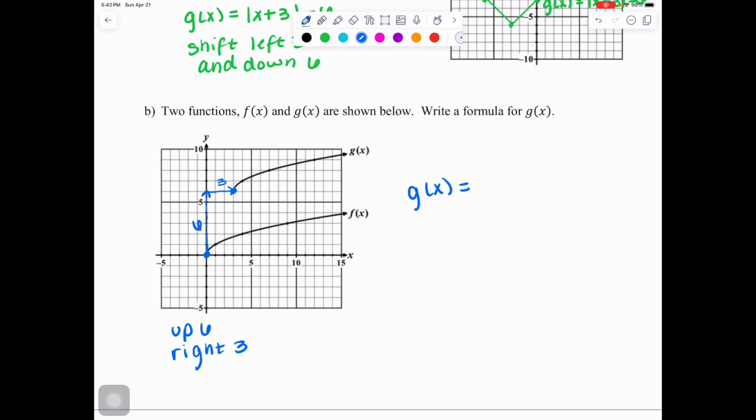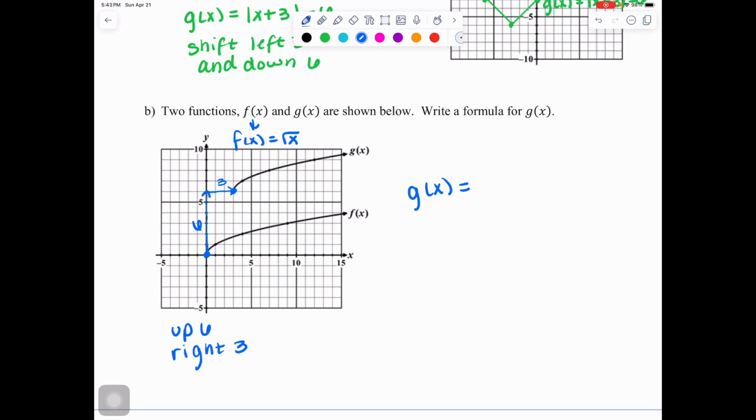This function was not told to us. I do not know what parent function this is. They didn't call it a quadratic. They didn't give me an equation. I have to remember back from our work with parent functions which one this is. So after our lesson on parent functions, I'm hoping that you recognize that this is the square root function. So this f of x is really f of x equals square root x.